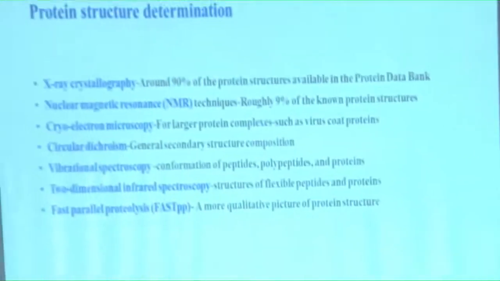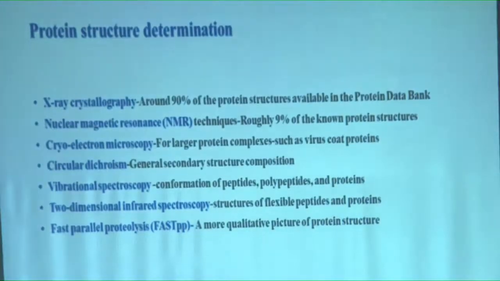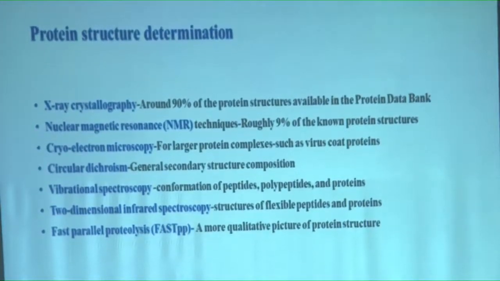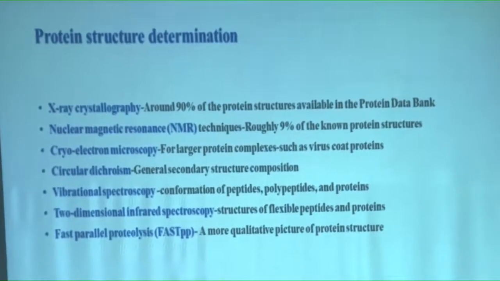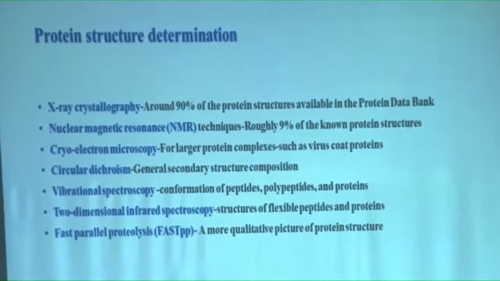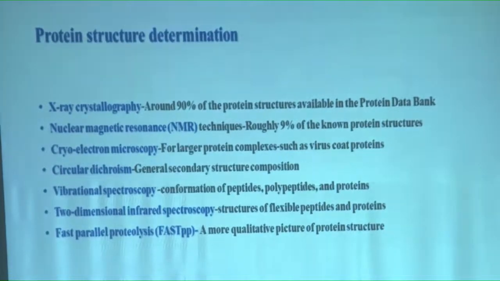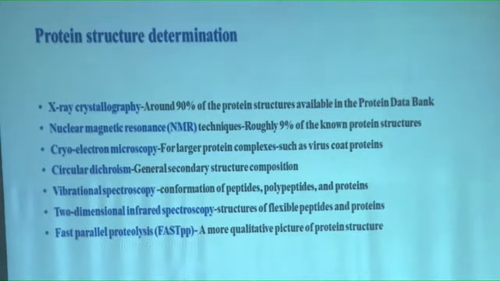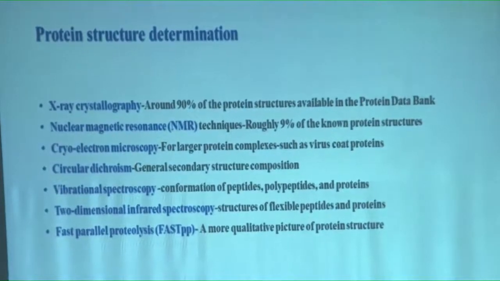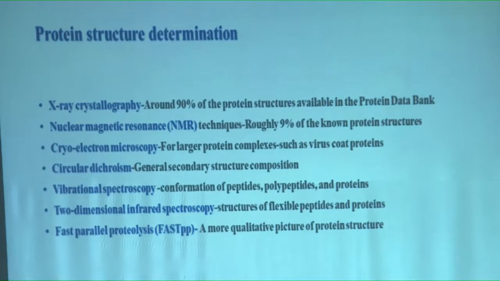Now how to get the protein structure? The first is X-ray crystallography. That is the most common way. Do you know the PDB? Whatever protein is available in our world or described so far is referred to in the PDB, like the NCBI directory. In the PDB, 90% of the proteins are generated from X-ray crystallography.